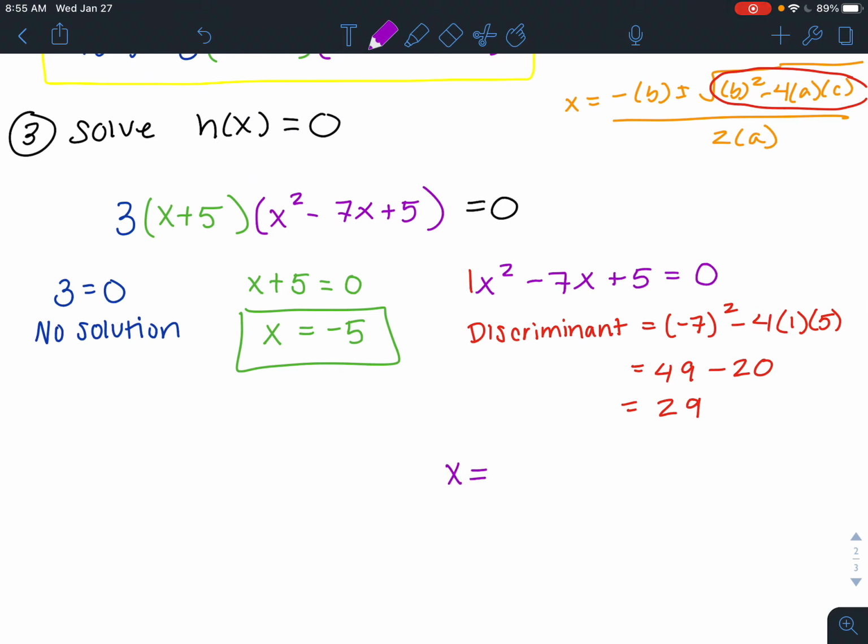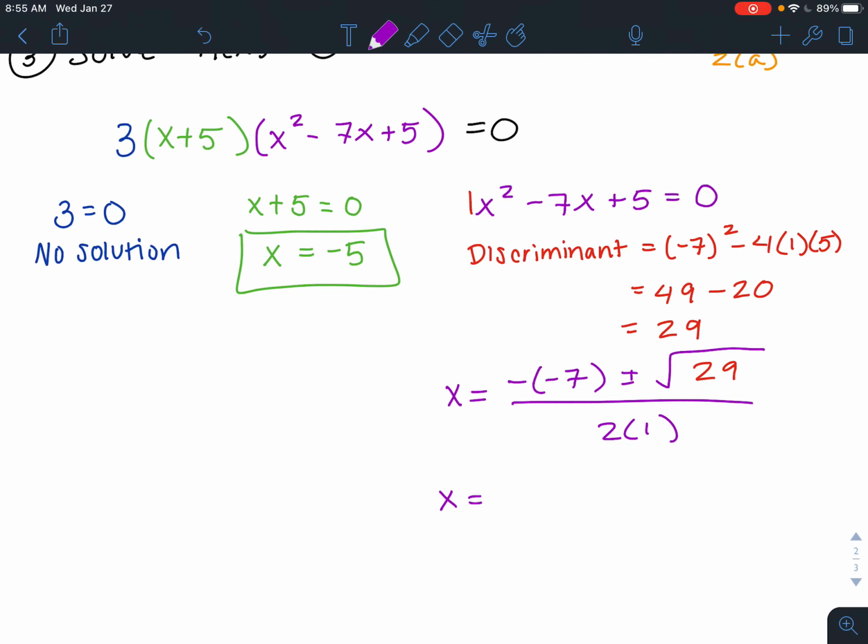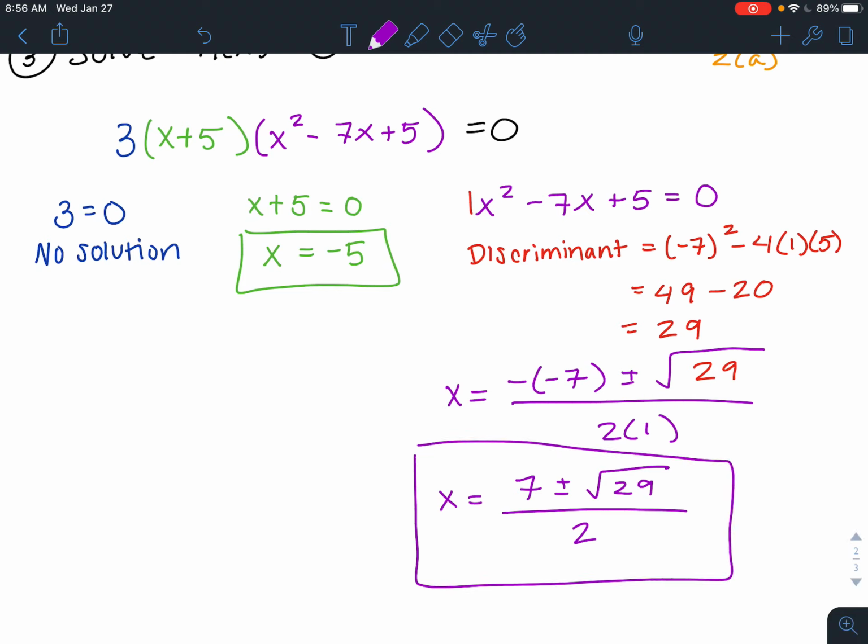So then when I go to solve this, I'm going to use my quadratic formula. So x equals the opposite of b. So opposite of negative 7 plus or minus the square root of my discriminant all over 2 times my a value of 1. So x is going to equal negative of negative 7 is positive 7 plus or minus the square root of 29. And then 2 times 1 is 2. And 29 is prime, so I can't break down the square root of it at all. So that's actually going to be my other two answers.